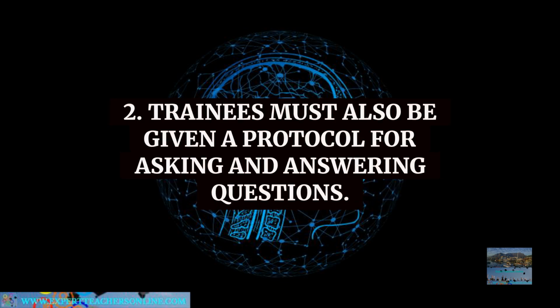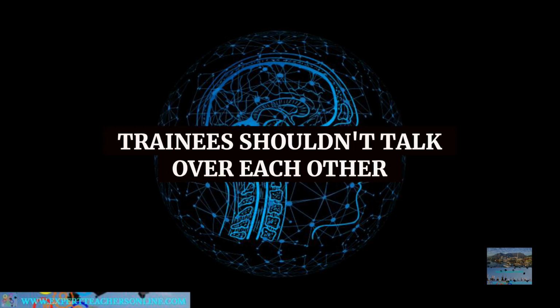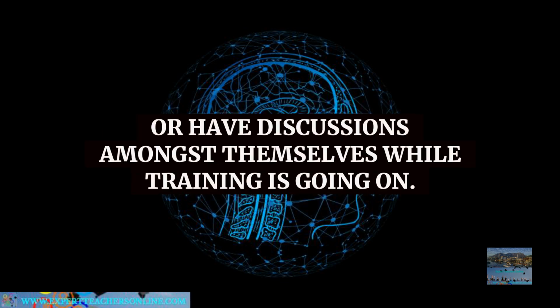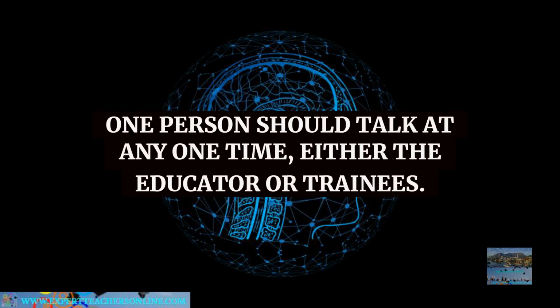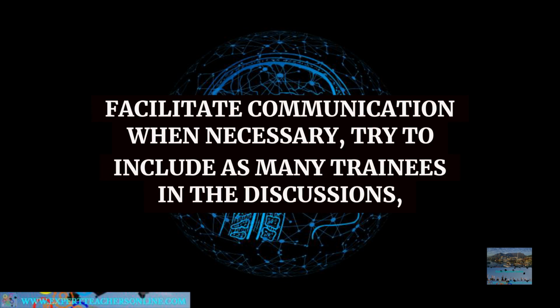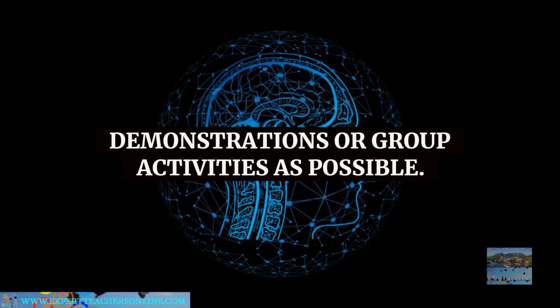2. Trainees must also be given a protocol for asking and answering questions. Trainees shouldn't talk over each other or have discussions amongst themselves while training is going on. The educator should not let discussions or debates be dominated by one or just a few trainees. One person should talk at any one time, either the educator or trainees. Facilitate communication when necessary. Try to include as many trainees in the discussions, demonstrations or group activities as possible.